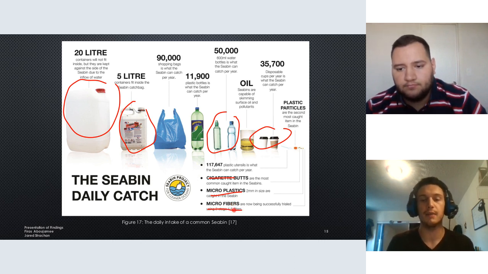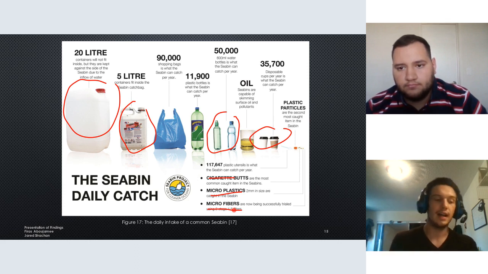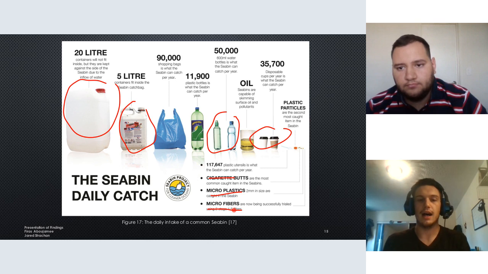In upcoming years, Seabin plans to test a way to filter out the microfibers as well. So you'd be cleaning things you can't even see. And so it's always about improving the Seabin itself. So that's great. It's going to give clean water to all over the world.